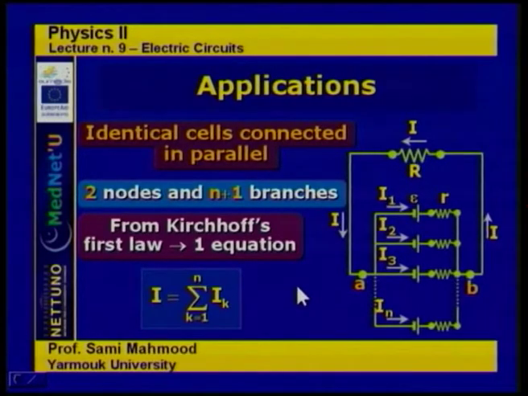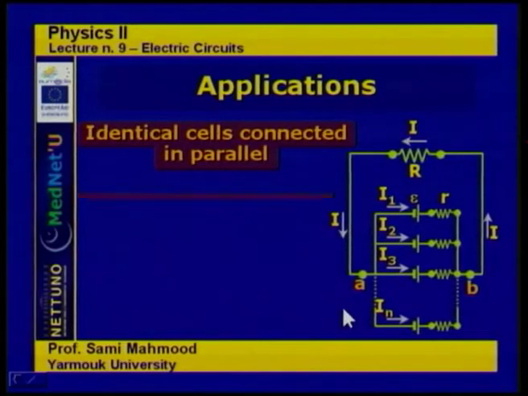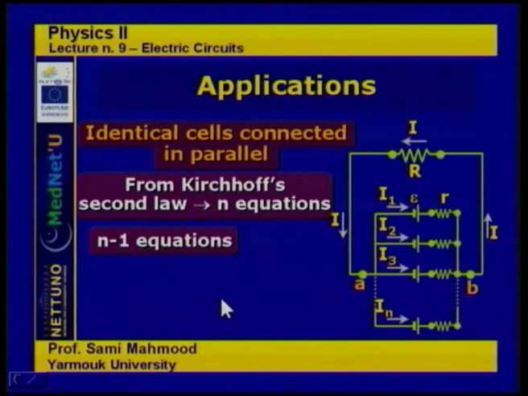And thus, from Kirchhoff's first law, since we have two nodes, we will have one equation, and that equation states that the total current I is equal to I1 plus I2 plus I3 plus I4. It's equal to the sum of the currents going through all the branches. That one equation comes from the first law. And now, from Kirchhoff's second law, we have n equations, because we have n plus 1 minus 1. That means we have n equations.